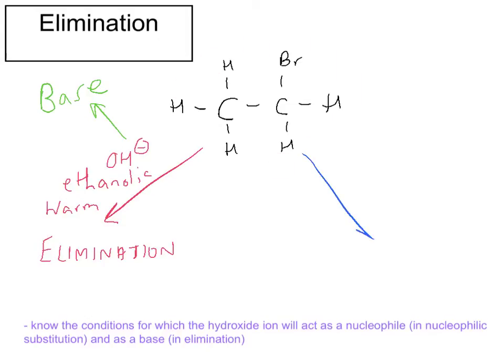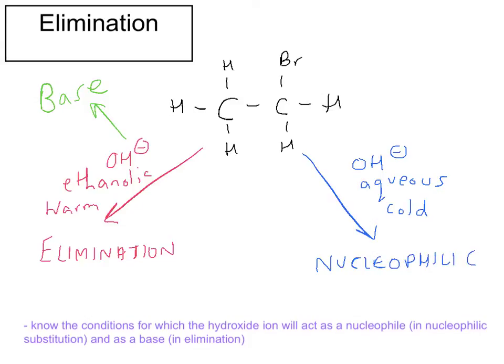If, however, you have a hydroxide ion that is dissolved in water and so is therefore aqueous and is also relatively cold, then instead nucleophilic substitution will occur, which you can see in a different video. And this time the hydroxide ion is acting as a nucleophile. So if you ask for what the role of hydroxide ion was, in nucleophilic substitution it's a nucleophile, and in elimination it's a base.